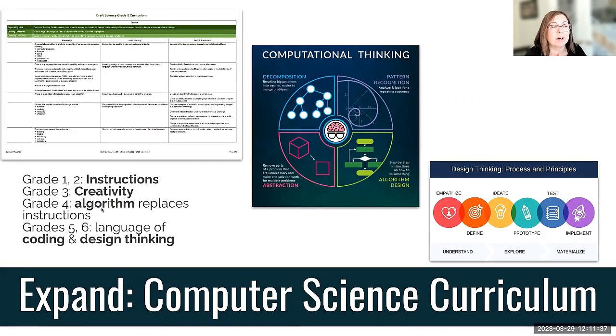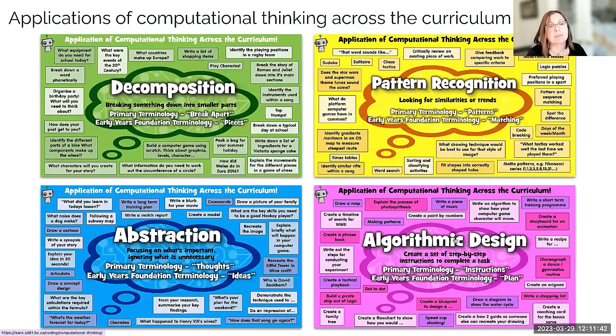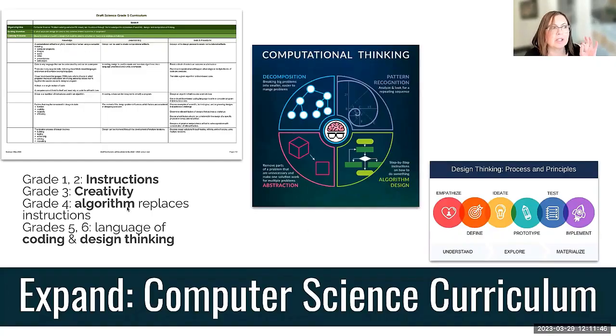In grade 4, they talk about algorithm. And so we saw here that algorithmic design, that is the instructions, right? So this is where we're starting to use that terminology a little bit more mindfully in grade 4. And then in grade 5 and 6, we move into language of coding and design thinking.